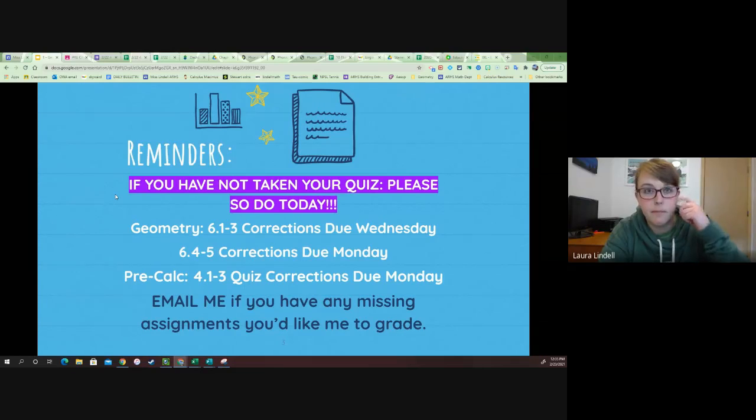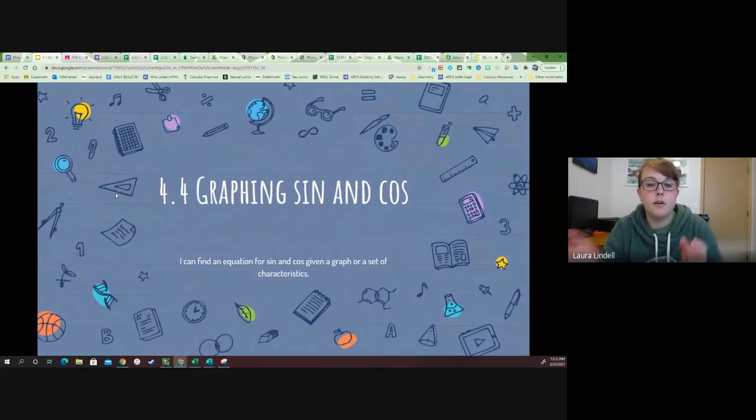There it goes. Okay. So today we're still on graphing sine and cosine. This time we're going to focus a little bit more on pulling characteristics from a function and then also taking characteristics of a sine or cosine function and turning it into an equation. Or a graph, taking a graph and turning it into an equation for sine or cosine.